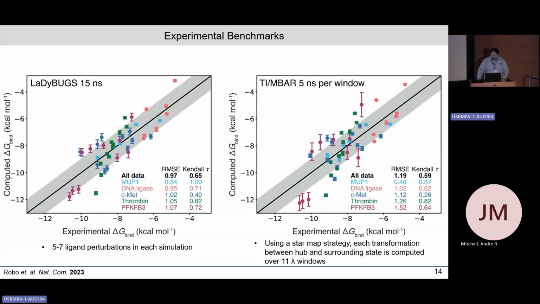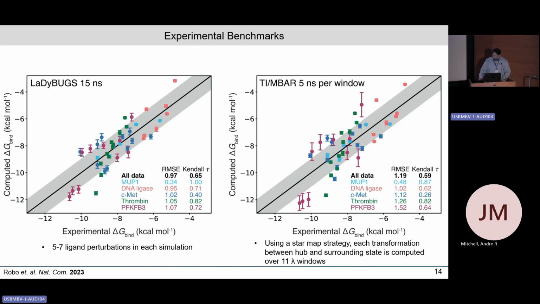To look at our experimental benchmarks, we have our TI on the right and our LaDyBUGS simulation on the left. We ran our TI using a star map strategy. Each transformation between the hub and the surrounding state is computed over 11 lambda windows. On the left there, we have our LaDyBUGS simulation. Again, that was 5 to 7 ligand perturbations in each simulation. And it looks like we have 5 nanoseconds per window for TI and 15 for LaDyBUGS, but this is just 15 nanoseconds total, and this is per window.